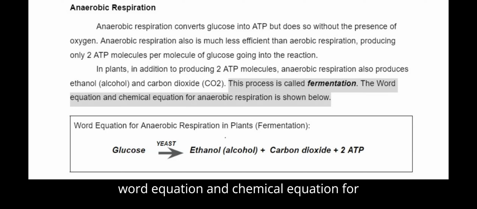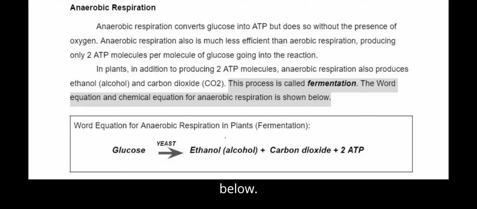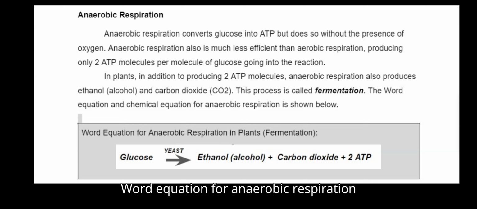The word equation and chemical equation for anaerobic respiration in plants is shown below. Word equation for anaerobic respiration in plants: fermentation. Glucose and yeast produce ethanol, alcohol, plus carbon dioxide plus 2 ATP.